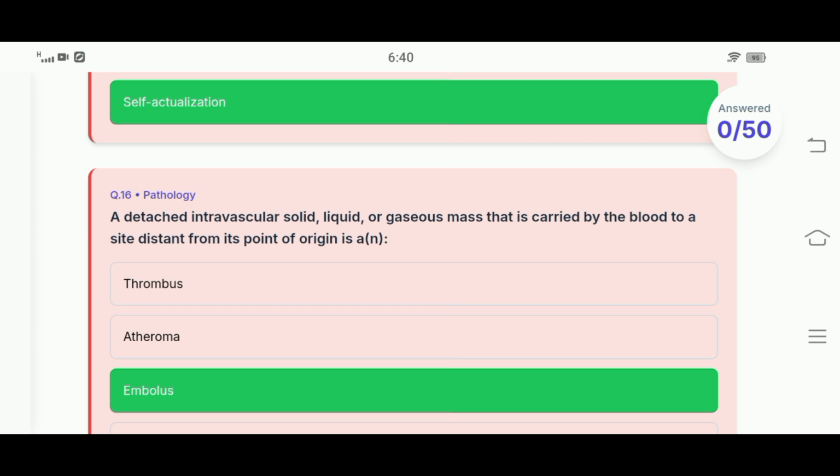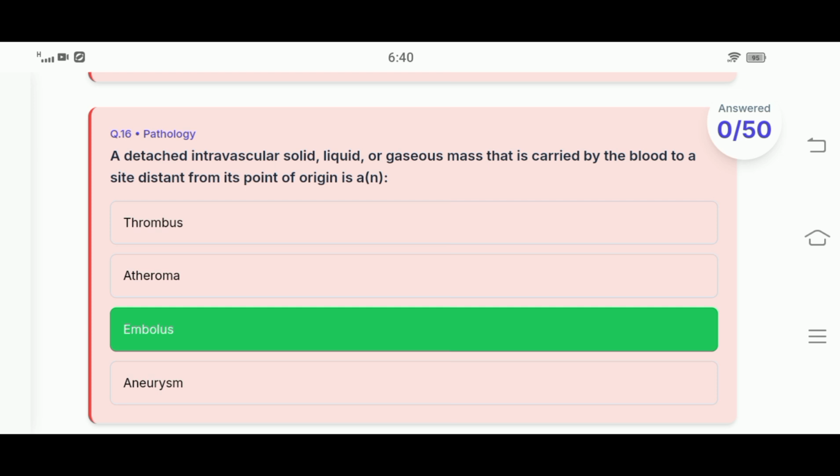Next, number 16, pathology. A detached intravascular solid, liquid, or gaseous mass that is carried by the blood to a site distant from its point of origin is a: options are A. Thrombus, B. Atheroma, C. Embolus, and D. Aneurysm. So the correct answer is C.